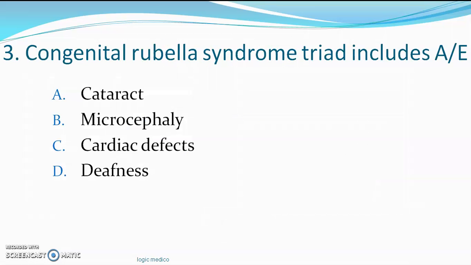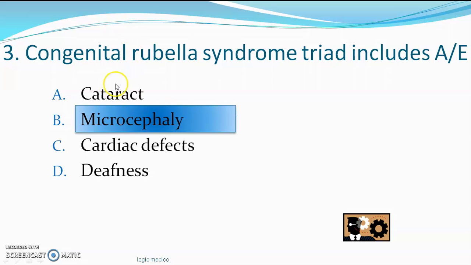Congenital rubella syndrome triad includes all except: cataract, microcephaly, cardiac defects, deafness. Your time starts now. Your time is almost up. The answer is microcephaly. Cataract will be there, cardiac defect will be there, deafness will be there, but microcephaly is not in the triad of congenital rubella syndrome.